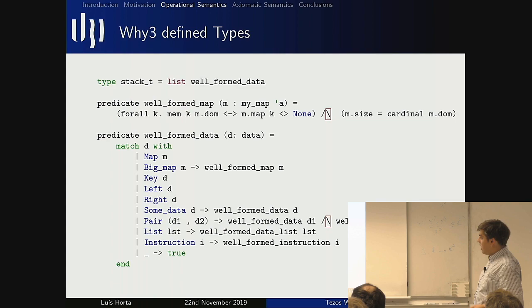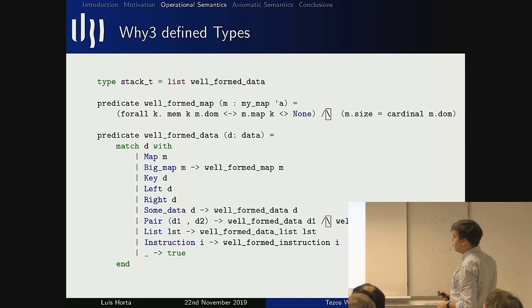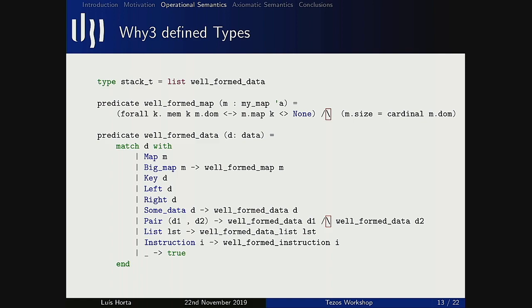And for the Michelson stack, we chose to represent it by a list, a list of well-formed data. What is this? The well-formed data is just a predicate that ensures that all our data is well-formed. We had to define a couple more predicates, such as well-formed map, which is here, and well-formed instruction, but it doesn't fit in this slide. Please don't mind the Beamer. It just created some links there for no reason.